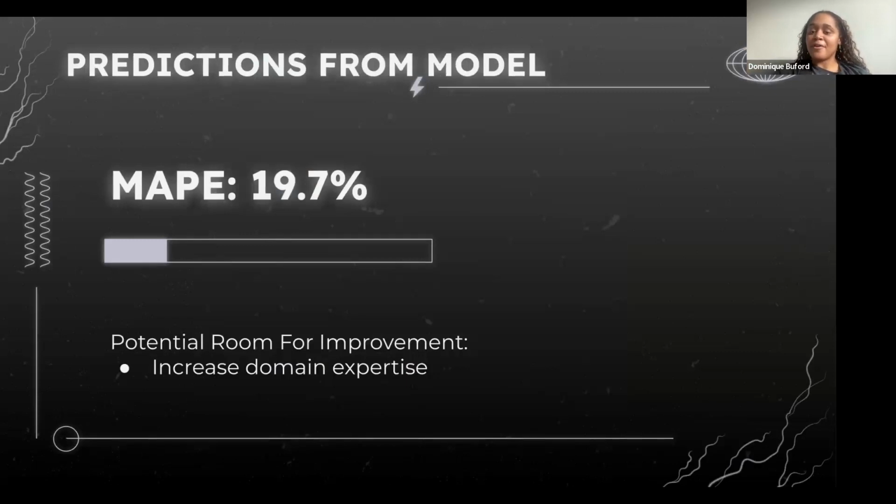So our final MAPE value for our random forest model was 19.7%. We recognize that though this is a solid MAPE value, we still have room for improvement to provide even better predictions in the future.